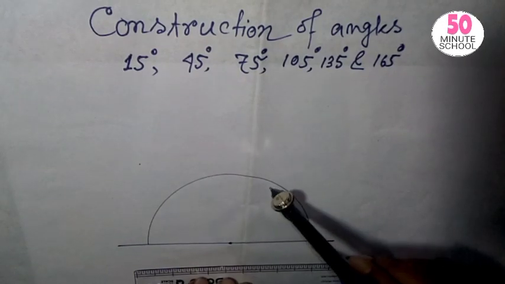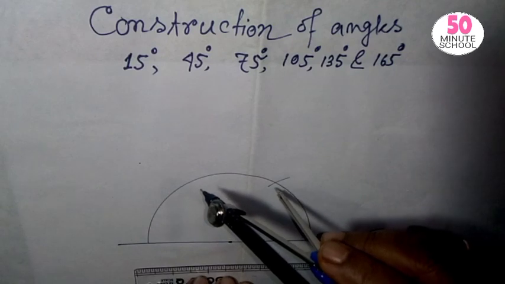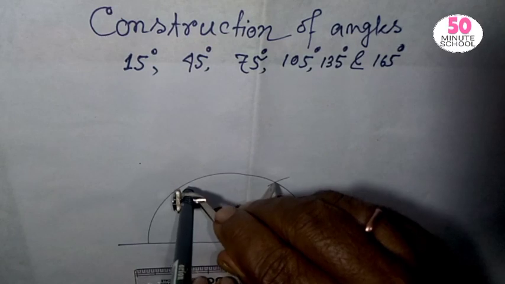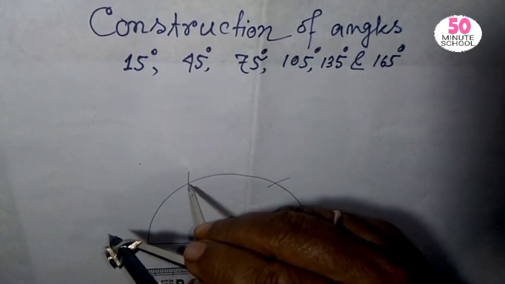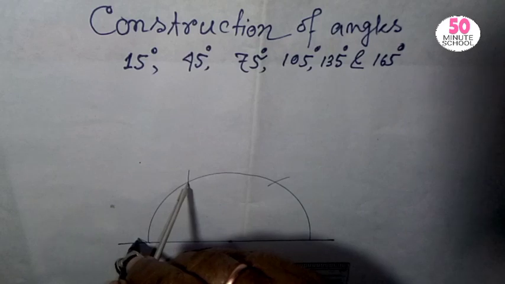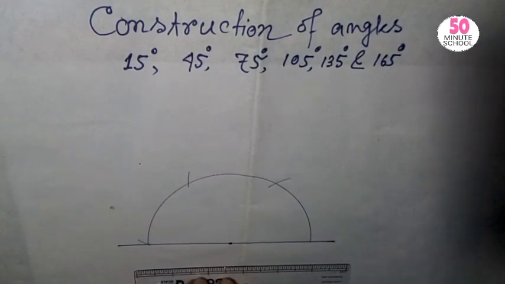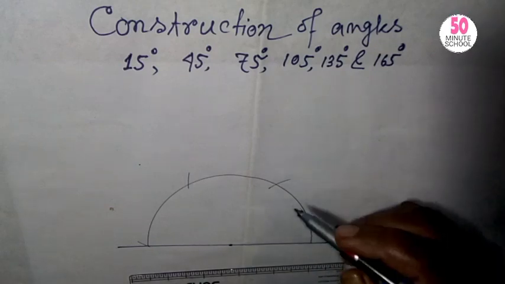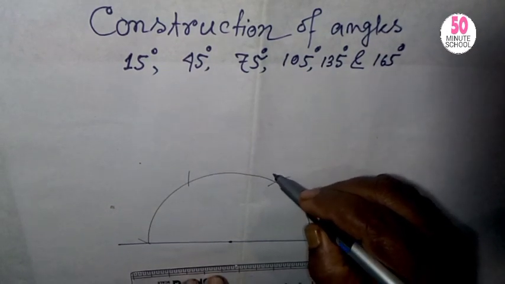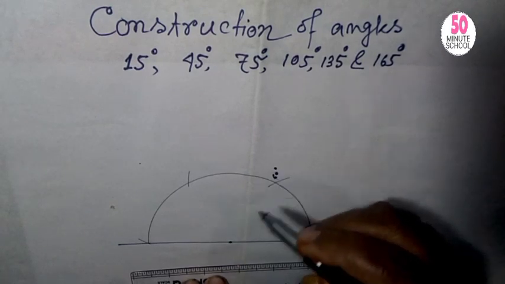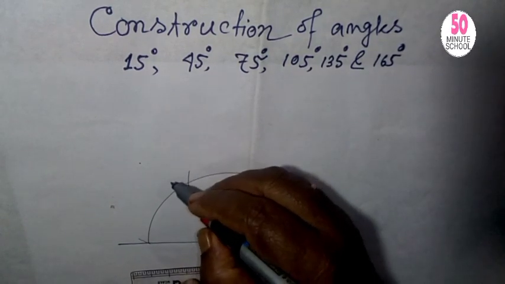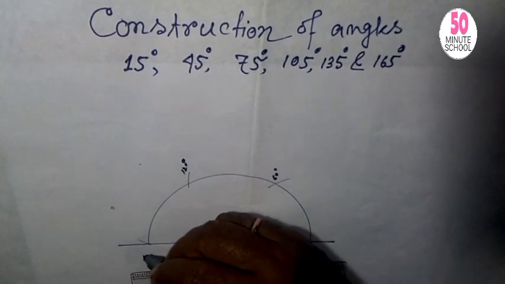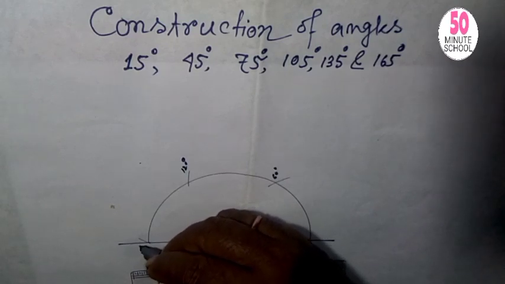Cut an arc. This point cuts an arc. This point cuts an arc. This is the point that gives 60 degree, 60 degree, 120 degree, 180 degree.